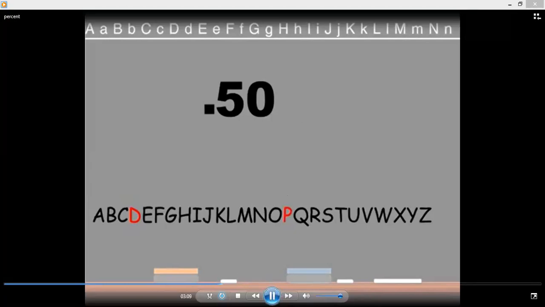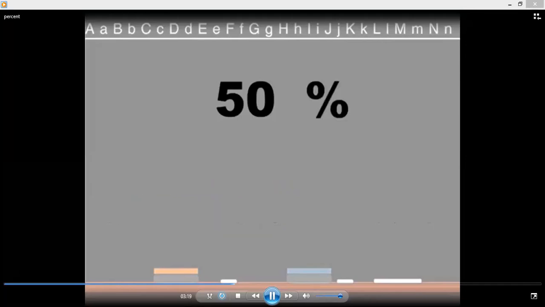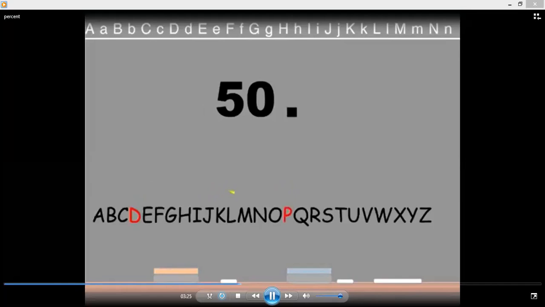So when we're going from percent to decimal, we go 2 places to the left because D is to the left of P. So here's our 50%. Let's do it again very quickly. You eliminate the percent sign. You move your invisible decimal point 2 places to the left because you're going from percent to decimal, P to D.